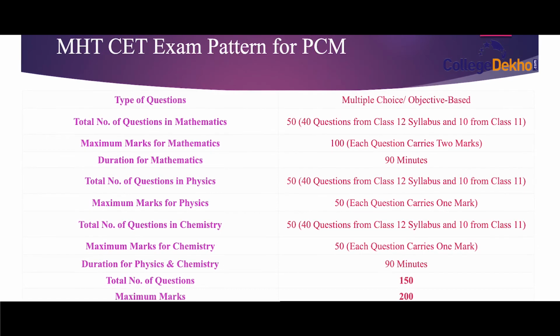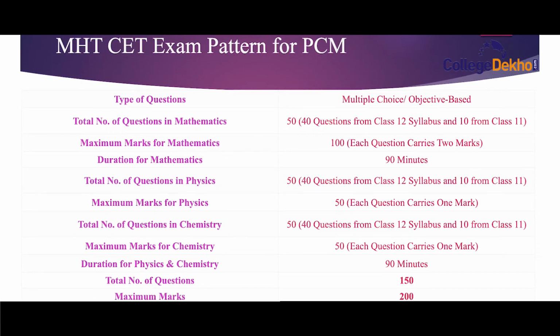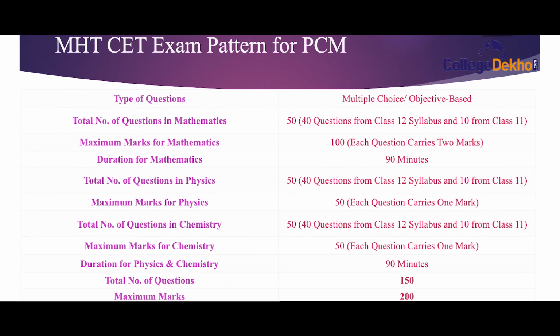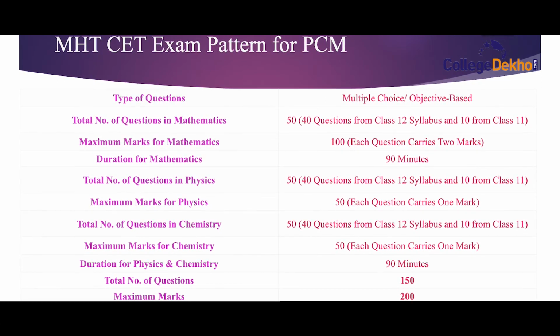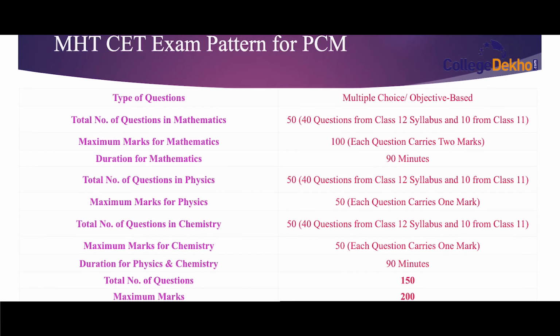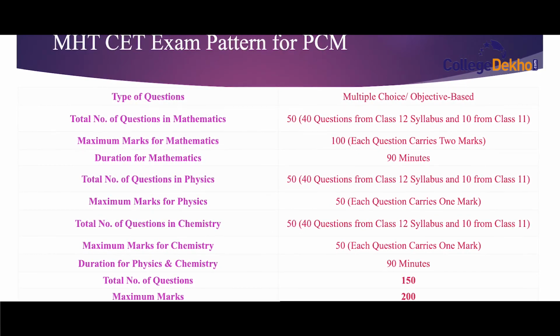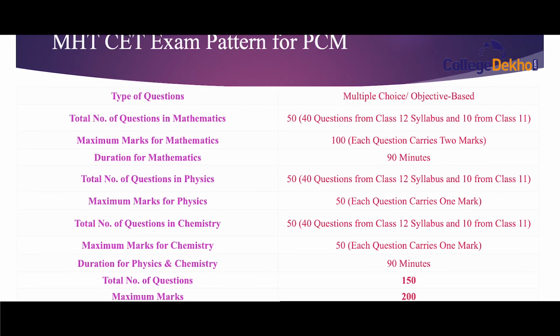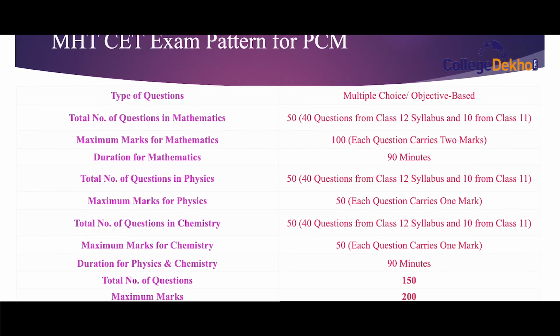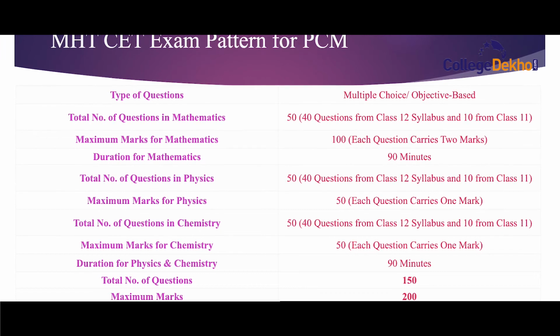Mathematics will have a total of 50 questions and each question carries 2 marks. So the maximum marks for mathematics is 100. The duration of mathematics is 90 minutes. The total number of questions in physics is again 50, 40 questions from the 12th syllabus and 10 questions from the 11th syllabus. Each question carries 1 mark. So the maximum marks for physics is 50.